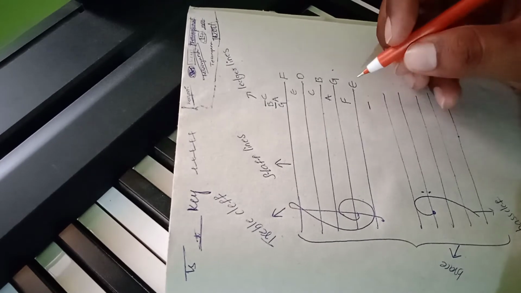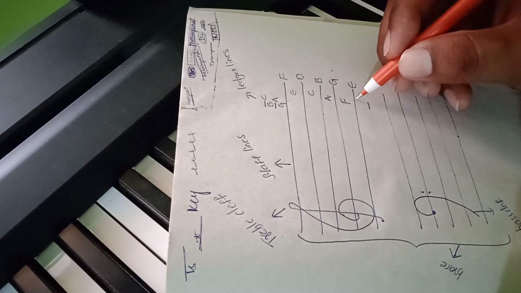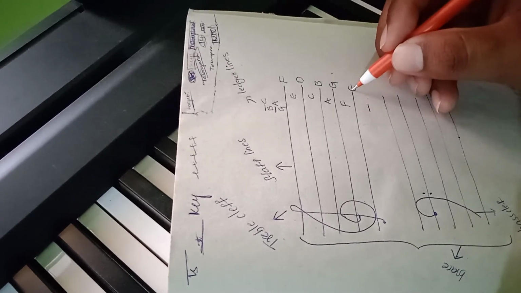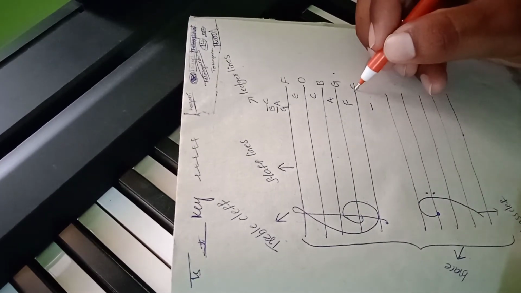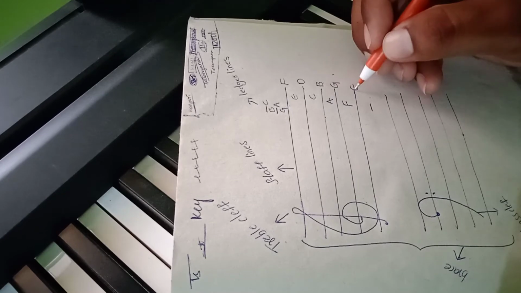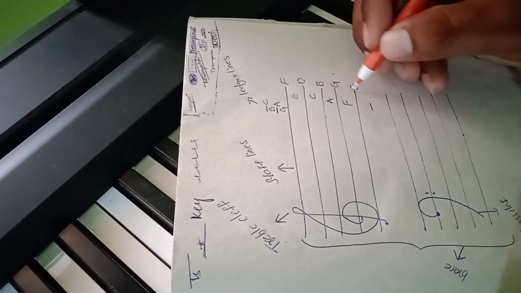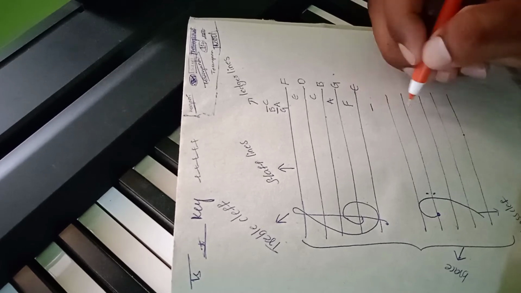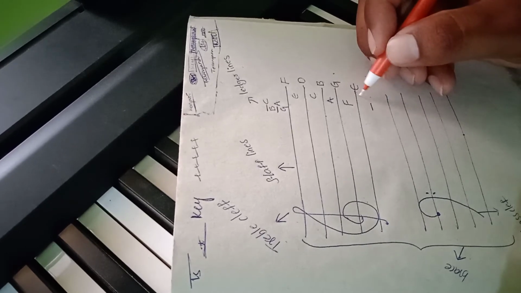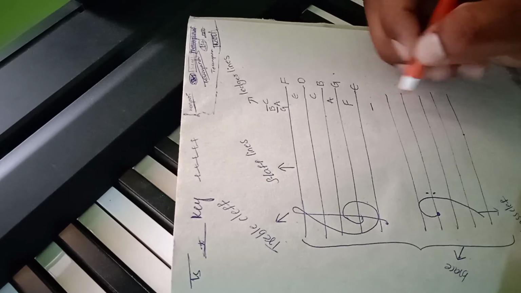Now let's move down from here, from this E. As I told you, whenever we are moving up in the diagram, we should move right side from this E on the keyboard. Whenever we are moving down, we should move left side in the keyboard.